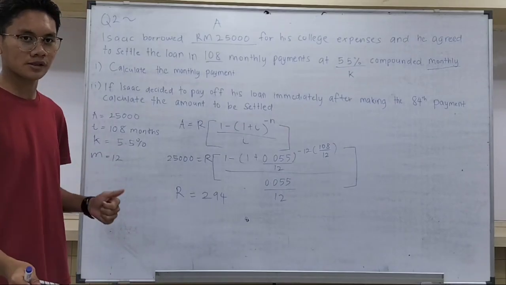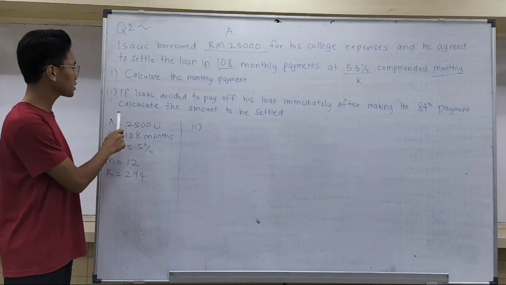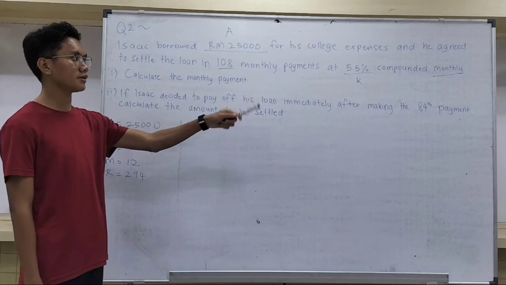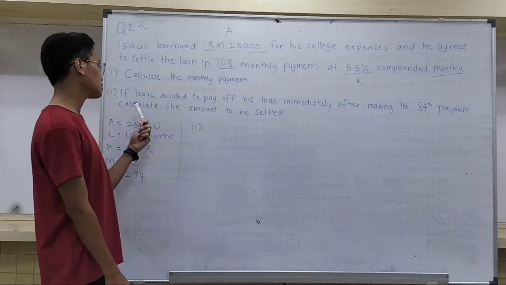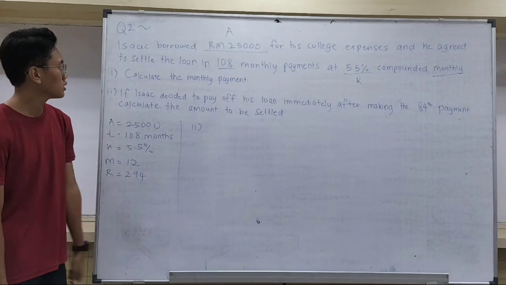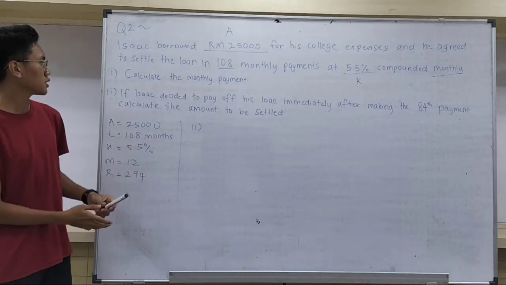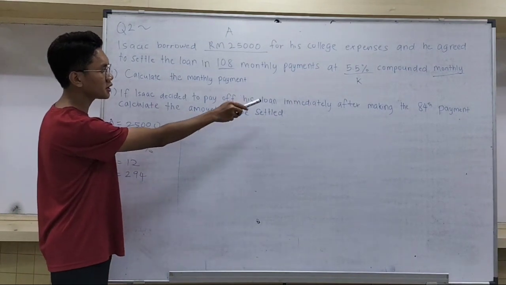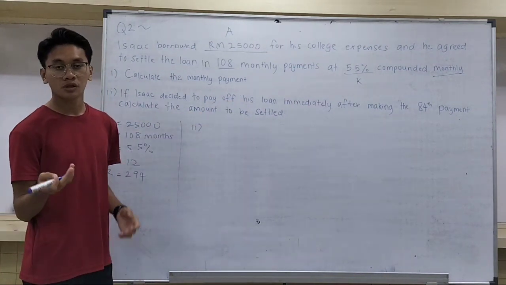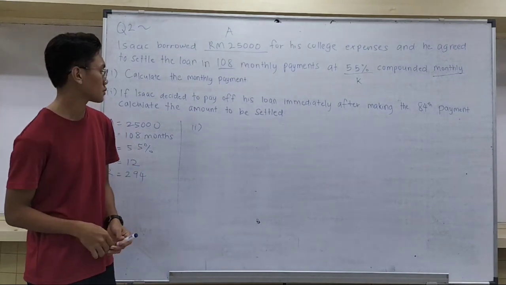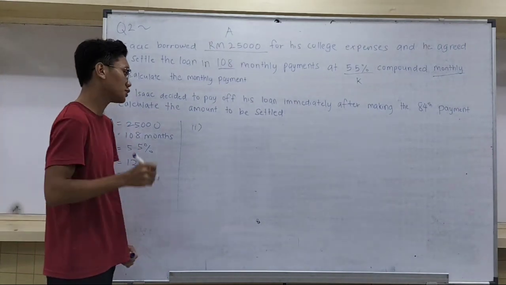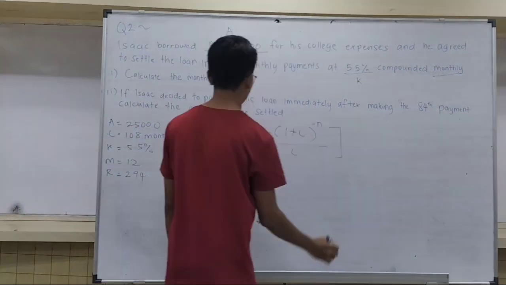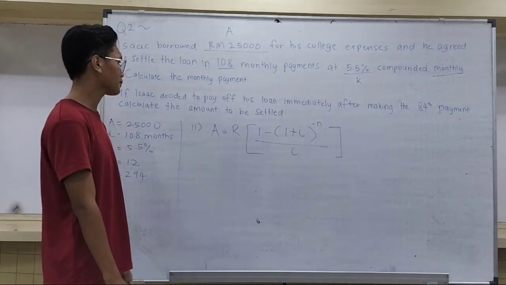Done for row 1. Next, second row. If Isaac decided to pay off his loan immediately after making the 84th payment, calculate the amount to be settled. As you can see here, Isaac decided to pay off his loan immediately. So what formula should we use? Of course the same, right? So we still use the same formula.